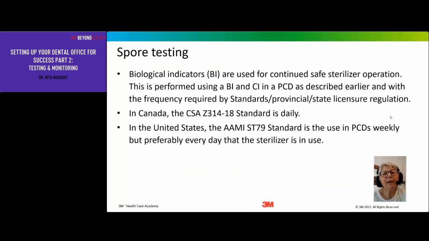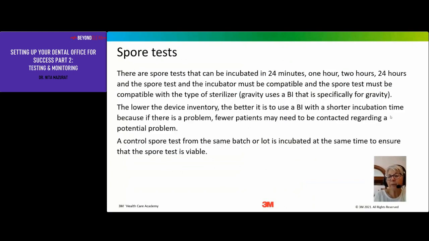Spore testing. Biological indicators or spore tests are used for continued safe sterilizer operation. They're performed using a BI and a chemical indicator in a PCD, as we described earlier, and with the frequency required by the standards of your provincial or state licensure regulator. In Canada, as I said, it's done daily. In the United States, the AAMI ST79 standard is the use of BIs and CIs in PCDs weekly, but preferably every day that the sterilizer is in use.